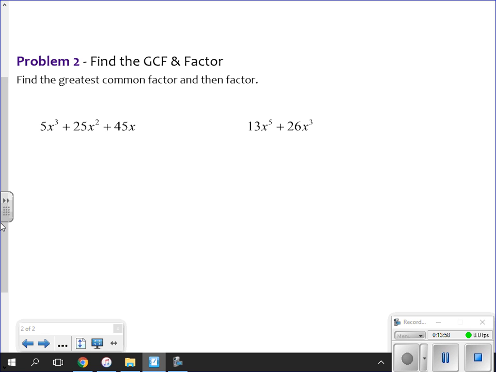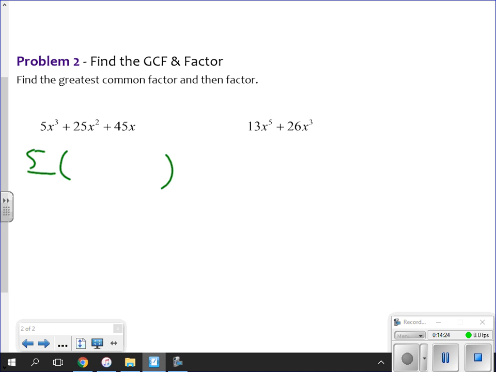5x cubed, 25x squared, 45x. We're factoring out. We're doing the same thing we did at the end. I need to pull out my common factor, and then I need to figure out what's left behind. So I always look at 2 things. First thing I look at is my numbers. I've got 5 and 25 and 45. What number divides into 5 and 25 and 45? 5. So 5 is what I'm going to pull out.